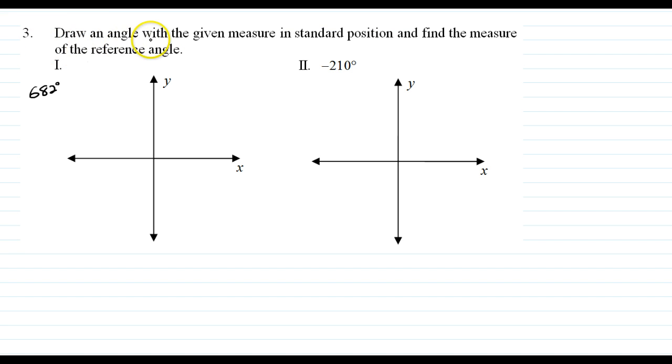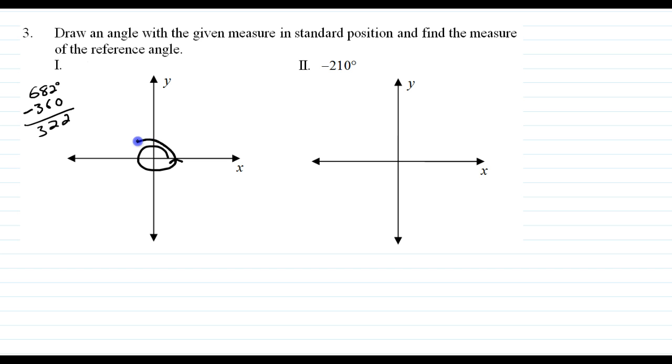All right, number 3, draw an angle with the given measure in standard position and find the measure of the reference angle. So we're going to start here, and obviously that 682 is bigger than 360, so we're going to go around once. So as we go around once, now we minus 360, and so now we have 322 more degrees to go, and so we keep going.